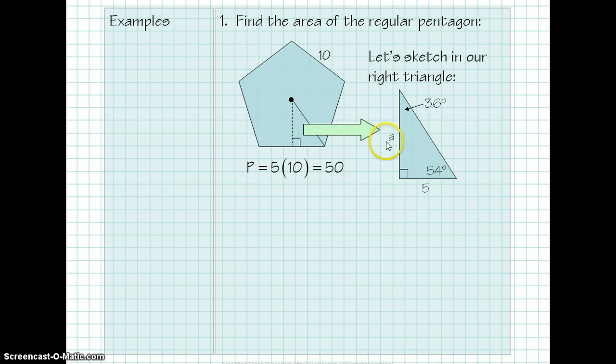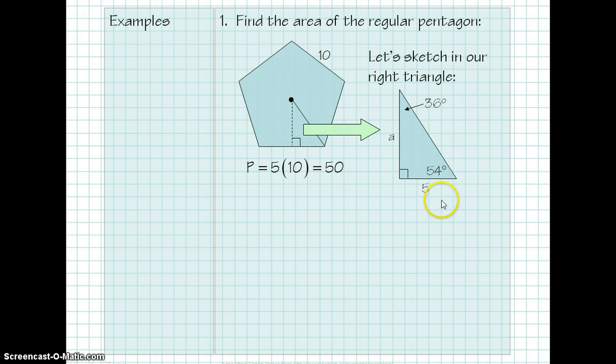We don't know what the apothem is, but we do know 1/2 of the side length is going to be 5. We do know 1/2 of my central angle is going to be 36, because basically 360 divided by 2 times 5, essentially. So 360 divided by 10 would be 36. One of my interior angles is 108, so 1/2 of that would be 54.